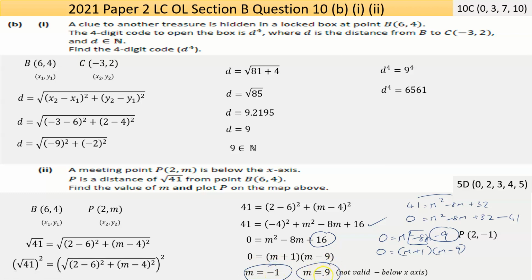Now, the m is equal to 9 doesn't work because we were told the point is below the x-axis, so it has to be negative. So my m value is minus 1. My answer is 2 minus 1. And that's it. Now, it's a tricky enough one there.